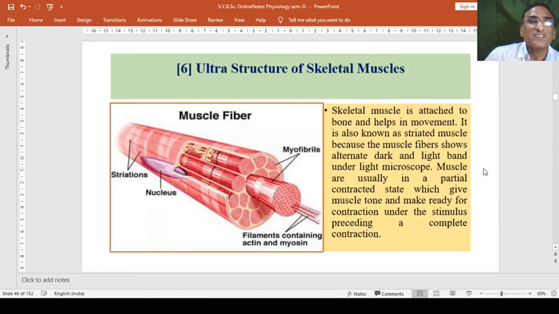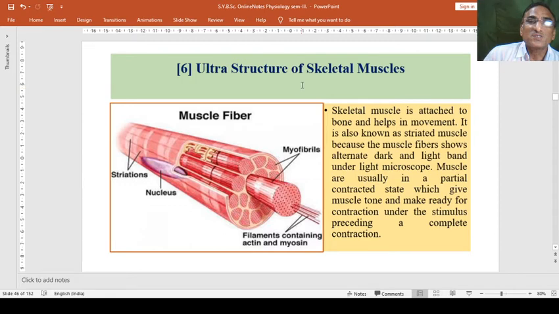Now the next topic of our syllabus is the ultrastructure of skeletal muscles. In the first unit of physiology, the structure of nerve and muscle fiber is covered. We have studied all about nerve fibers, nerve cells, nerve types, and their detailed structure. Now we will see what skeletal muscles are and what the ultrastructure of skeletal muscles is.